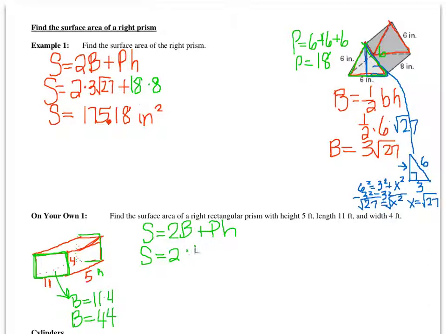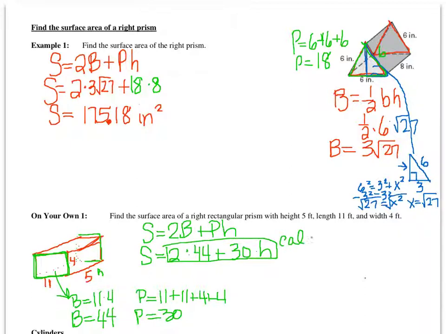So it's 2 times 44 plus my perimeter. Well, my perimeter here, I've got 2 sides that are 11 and 2 sides that are 4. So my perimeter of my base is going to be 30. So plus 30 times my height of 5. So simplifying all of this, putting all that into your calculator, you will find that your surface area equals 238 feet squared. And that's our answer.